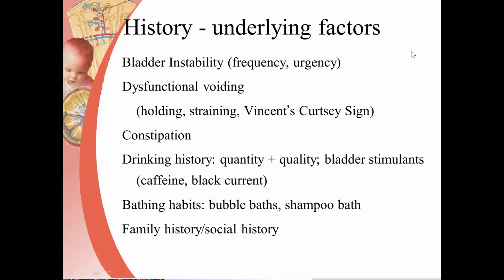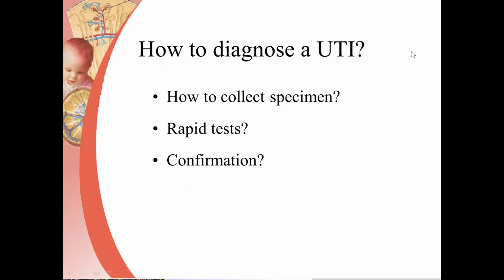Then history of constipation is important. As I said, constipation can lead to bowel bladder dysfunction, also known as dysfunctional elimination syndrome. So that can be present together along with the voiding dysfunction. History of fluid intake, the quality and quantity, then intake of bladder stimulants in the form of caffeine and blackcurrant has to be obtained. Then bathing habits, how sometimes the children use bubble baths. They can irritate the perineum and make them more prone to infections. Family history of urinary tract infections is important.